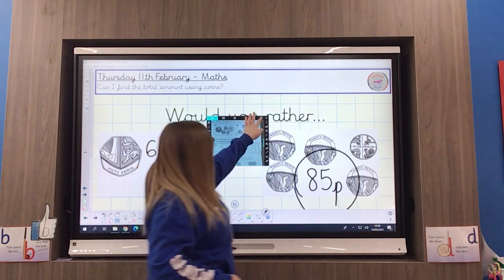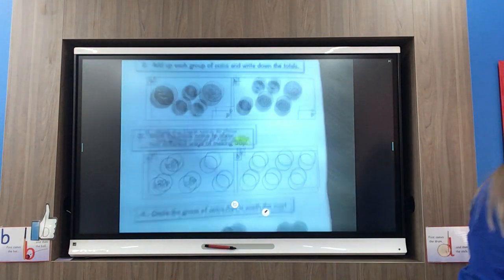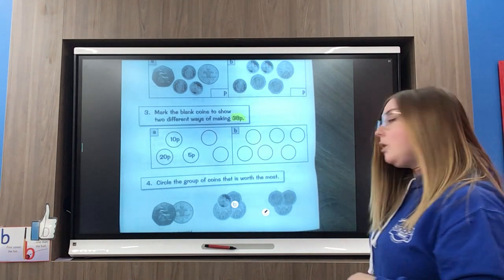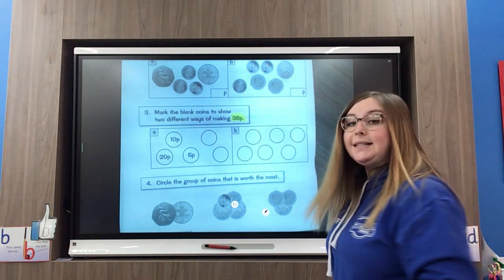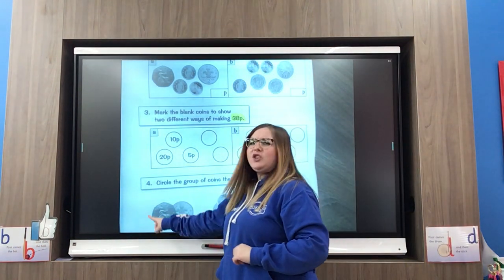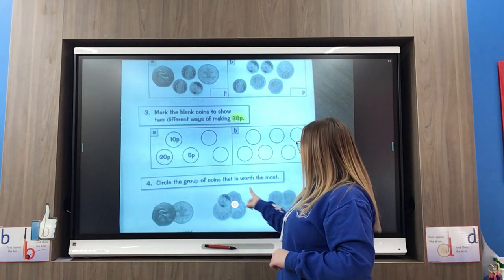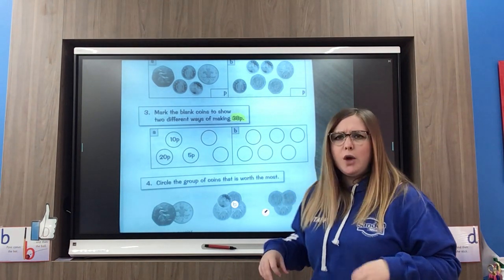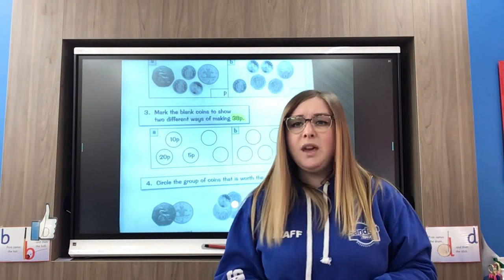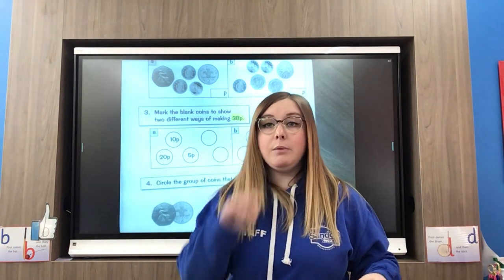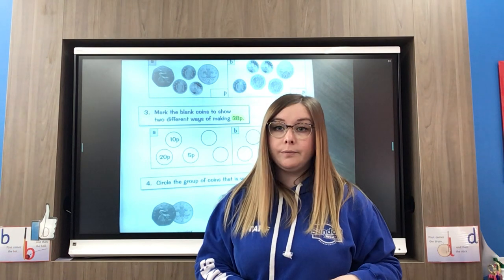And your final question is asking you to do just that, to circle the group of coins that is worth the most. So you've got to figure out how much this is, how much this is, and how much this is. And think, which of those would I want? And we want the one that's got the biggest total. So you're only going to circle 1.